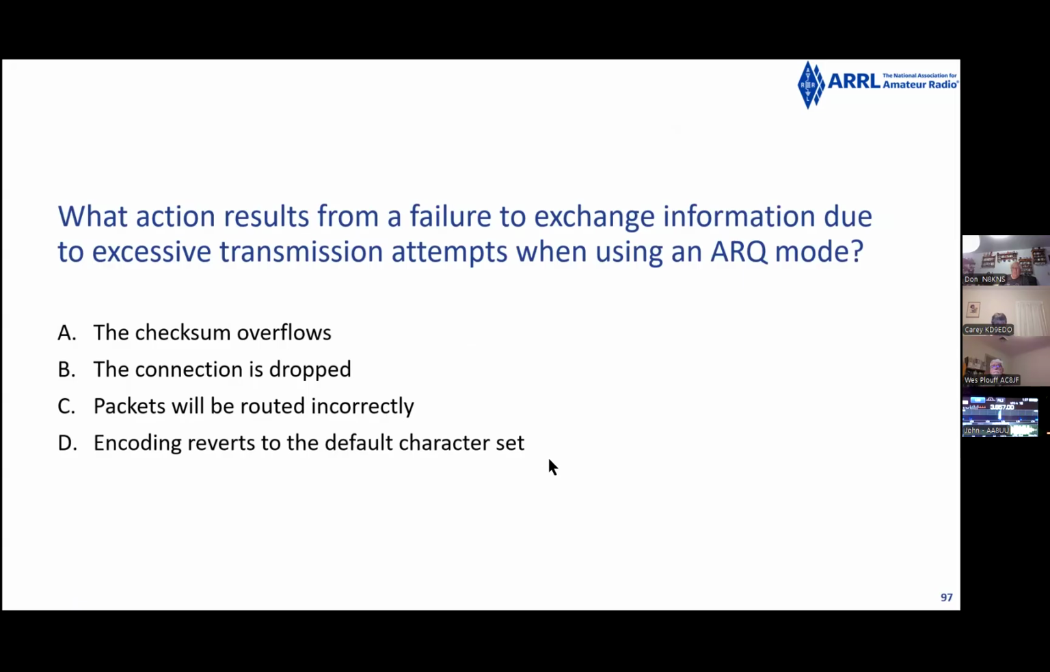B. Bravo. Yeah, the answer is B. If you have too many retries, too many transmission attempts, the connection eventually fails and it gets dropped.